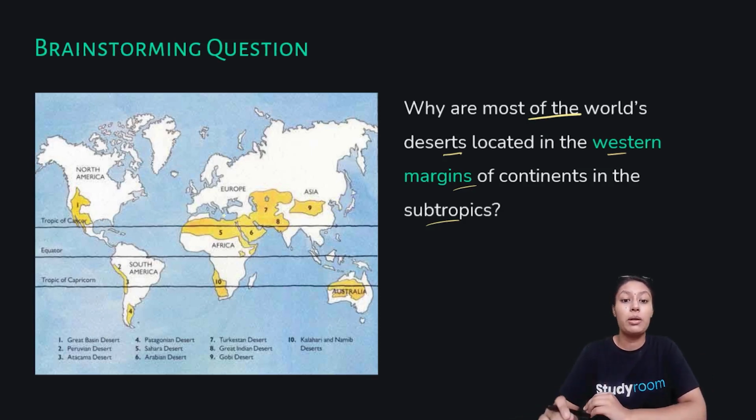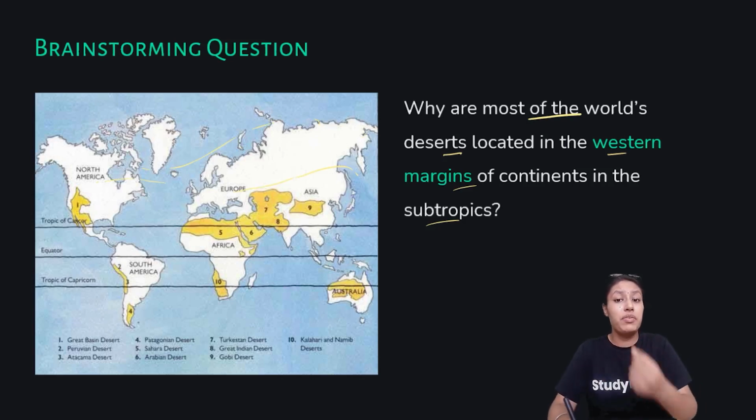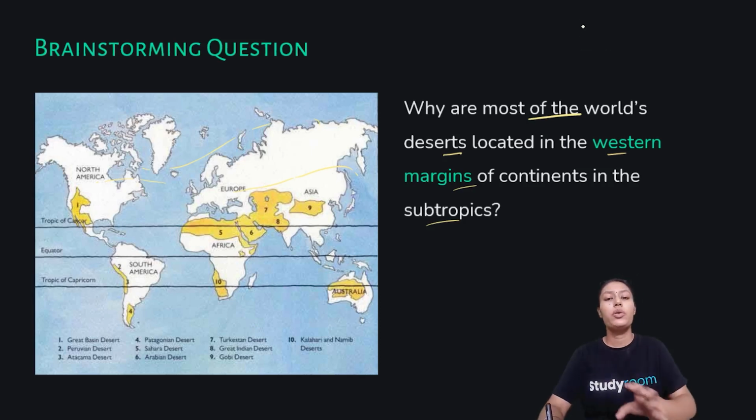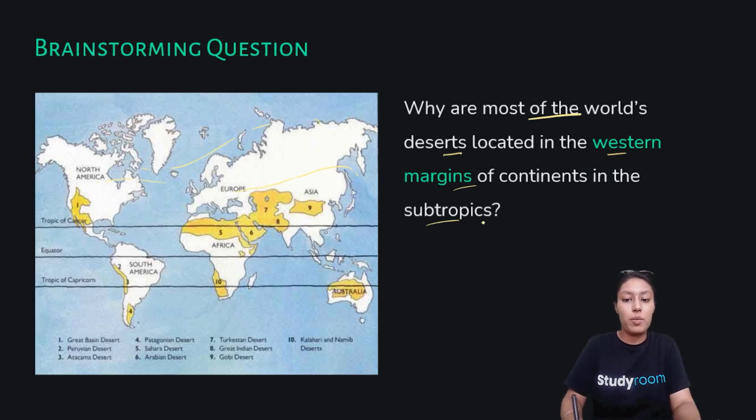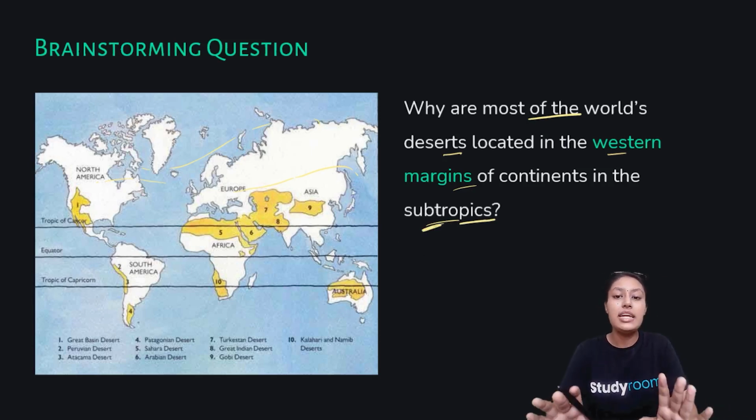What is the reason? What magic is happening here that all the deserts are located on the west side? This is because of the prevailing winds. Now, what do I mean by that? I mean that the tropic winds are easterly winds. They travel from the east. So in the tropics and in the subtropics, the direction in which the winds travel is mostly easterly.